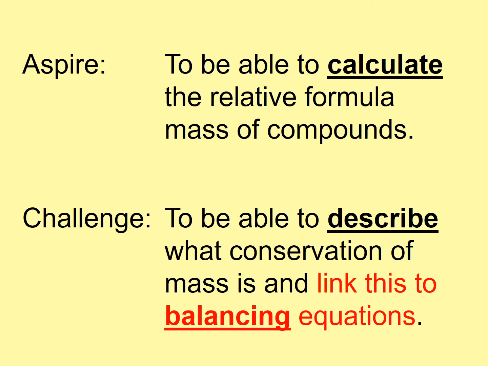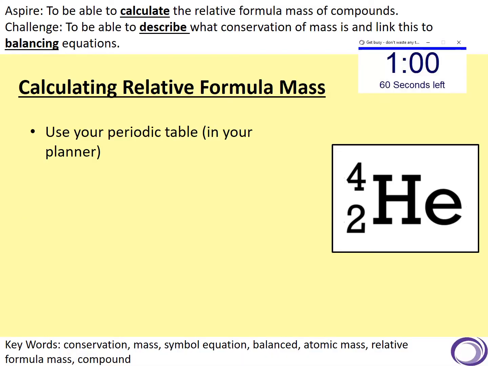So what we're going to do is we're going to move on. So we've completed 2 of our learning outcomes. We can describe conservation of mass and we know how to balance equations, linking those 2 things together. So now we're going to look at being able to calculate the formula mass of some compounds. So the relative formula mass is relatively easy. We need to be using the periodic table in our planner.